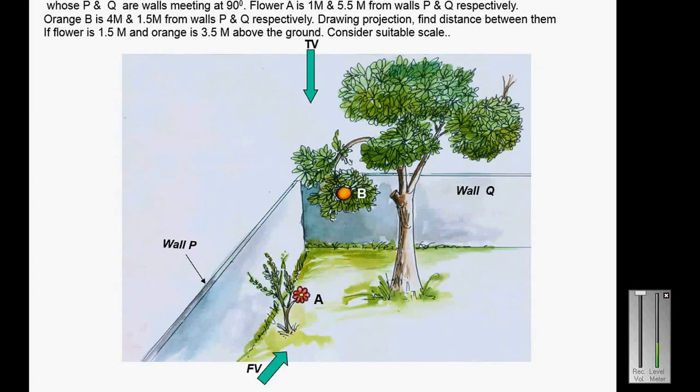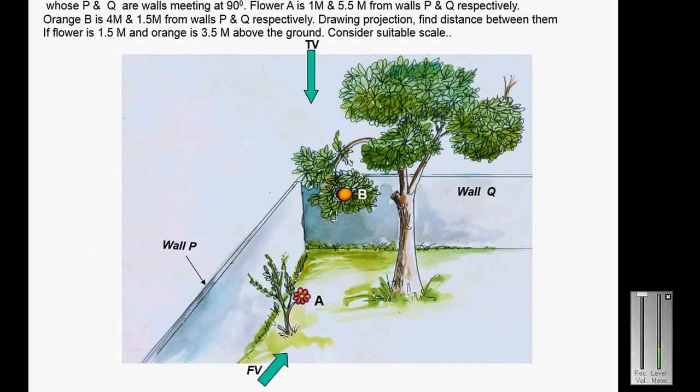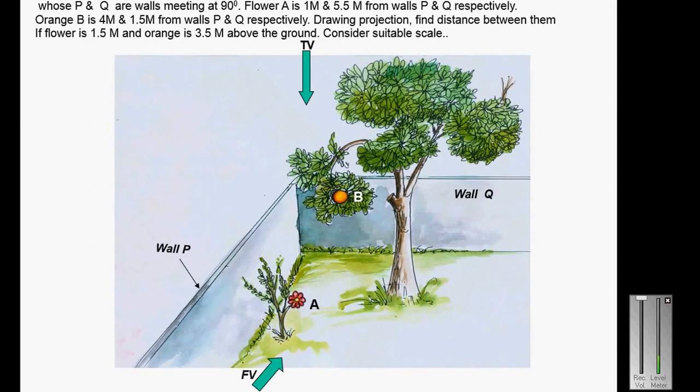So consider the points, join the points A and B. You will get the line AB, and with the principle of lines you can easily solve this problem.